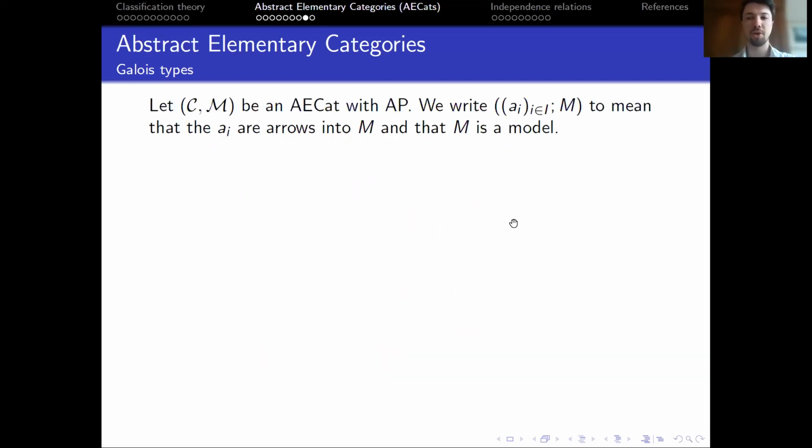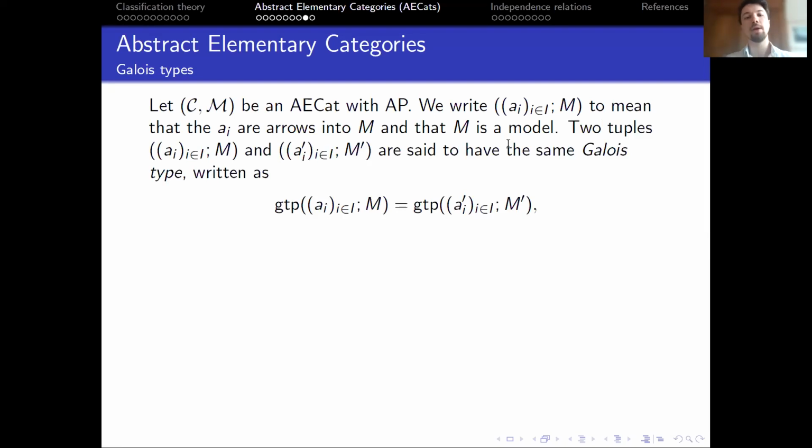So let me give a precise definition. We start with an AE cat with AP. And then I have the following notation to mean that these a_i are arrows into M, and that M is a model. And then I say that two such tuples of arrows have the same Galois type, and we write that as you can see here.